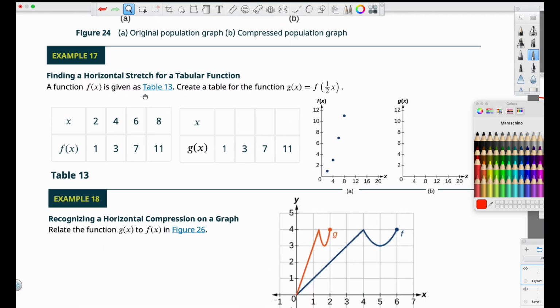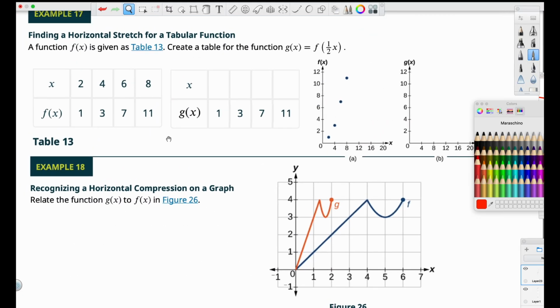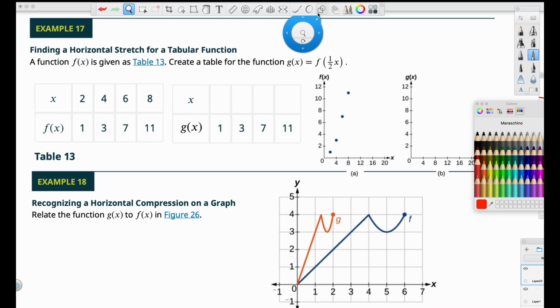Okay, let's take a look at a tabular one. What do we have here? We've got a few more. Find a horizontal stretch for a tabular function, so a function that is written into a table. Here's the original right here. We've got 2, 4, 6, 8 as x values. And here are the outputs 1, 3, 7, 11, and they're plotted right here in this graph. Okay, I think I added this. I don't think that's in your notes.